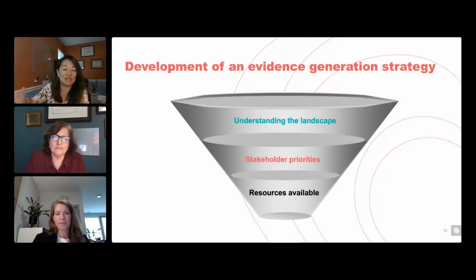So in the world of all the different places you can go and all the different kinds of work you could do, we like to take a funnel approach in developing an evidence generation strategy, really starting with understanding the landscape. That includes broadly, where's the state of the literature to date? What are the other things that folks have discovered since the last time you thought or talked about this? Stakeholder priorities really speaks to, in that slide where we showed lots of different stakeholders, whose voice, how do you prioritize the different needs and concerns?